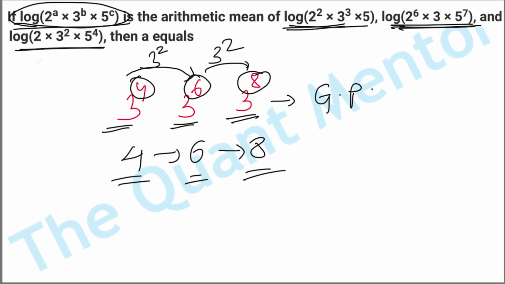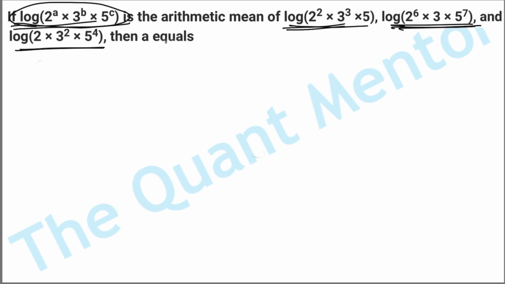Okay, and now applying the same concept, our question becomes really very easy. So we observe that logs of the three numbers are in AP. Logs simply mean the powers, right? And when the powers are in AP, just now we have seen that the numbers originally will be in GP. So the terms 2 raised to a, 3 raised to b and 5 raised to c given here, it is the geometric mean of the other three terms, 2 square, 3 cube, 5, 2 raised to 6, 3 and 5 raised to 7, 2, 3 square, 5 raised to 4.